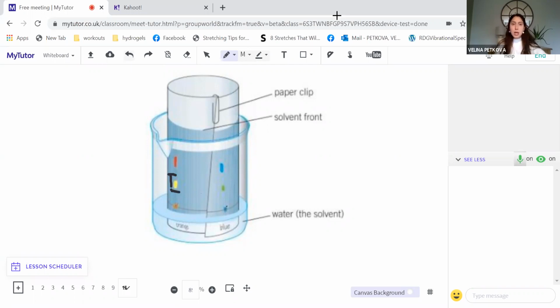So in this case, for the orange dye, which one is more soluble in our solvent, which is water? Is it the red or is it the yellow dye? Brilliant, some great answers. So red is much more soluble in the solvent because look, it travels much higher than the yellow dye. So the most soluble travels up further, and it allows us to separate these mixtures.